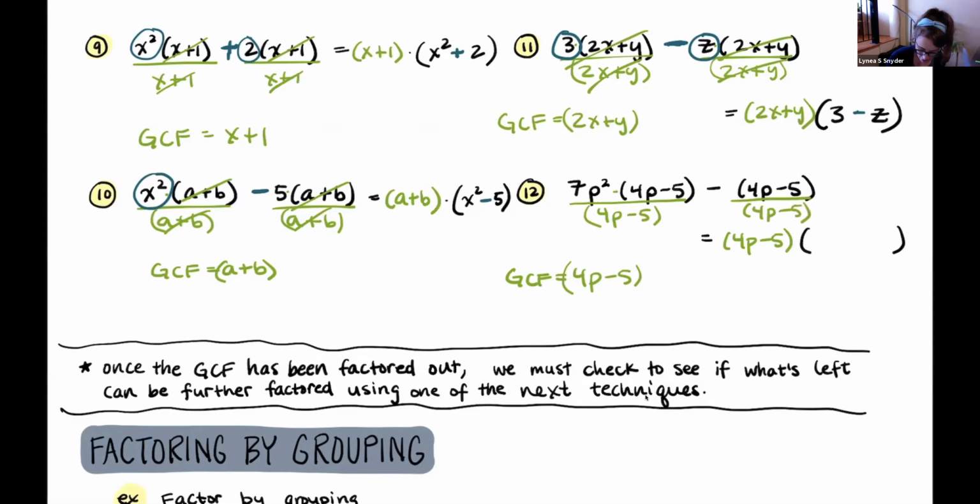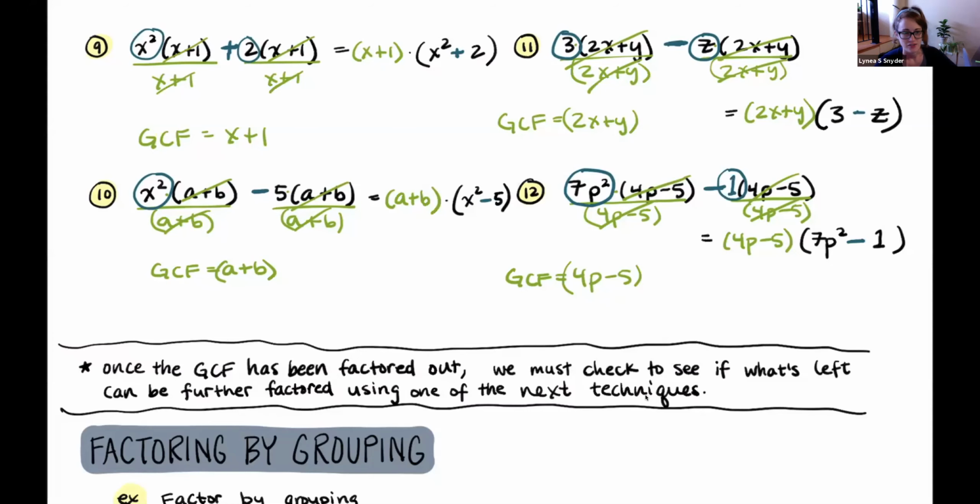Okay, so in this first term here, the 4p minus 5 goes away here as well. And so in the first term, we will have 7p squared, right, then minus. And then what's in front of the 4p minus 5 here is really a 1. So don't forget that. It doesn't just disappear. We need to include this 1 here. It's really important. Okay, and so there we go. We have factored out the greatest common factor.